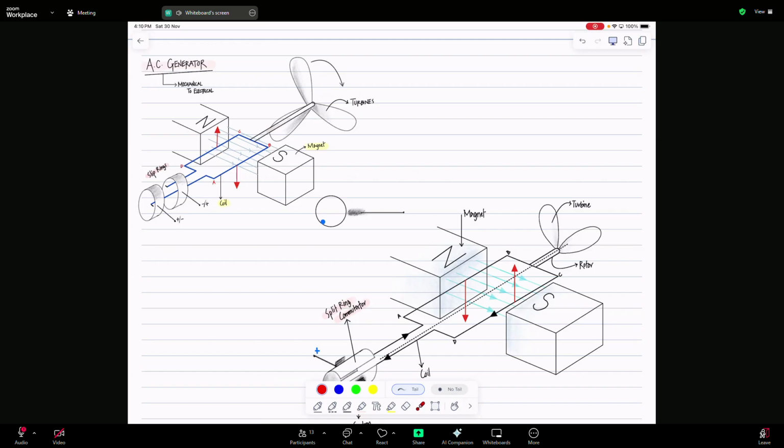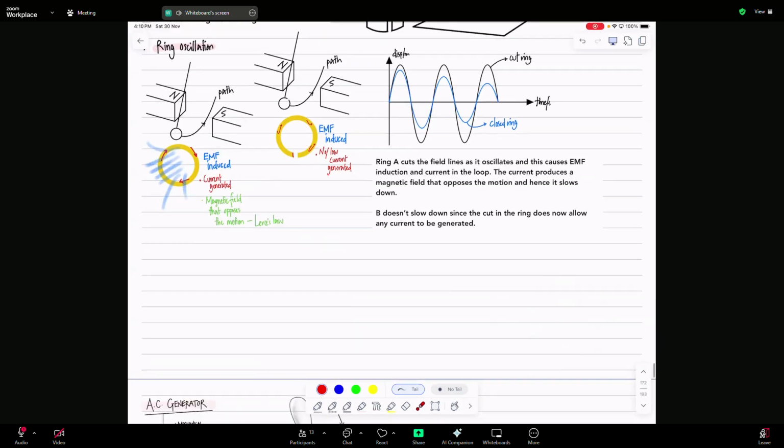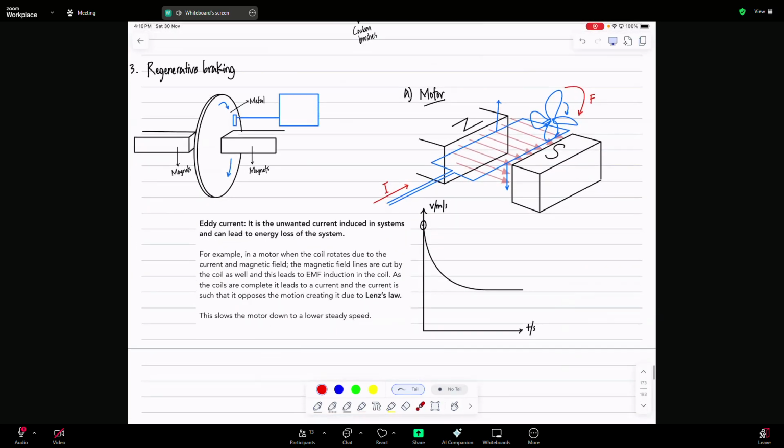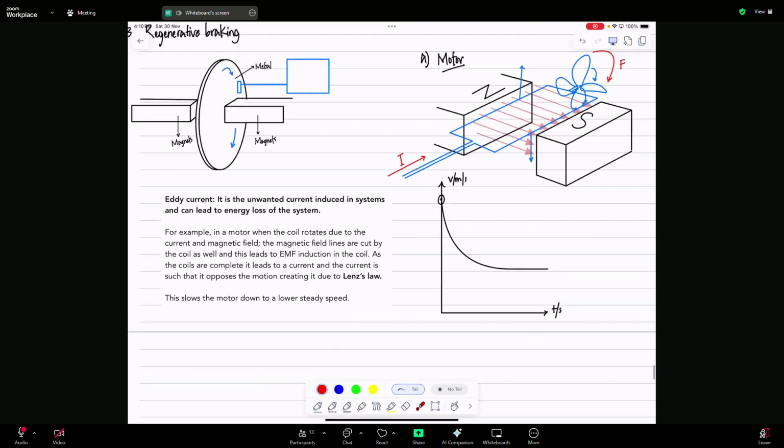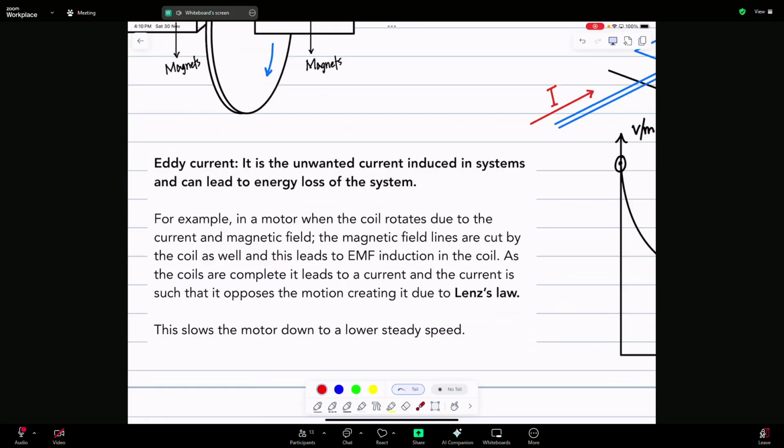Okay, let's go through this. You want to know what eddy current is, right? So eddy current, let me explain what this is. So the idea of eddy current, the definition is this. It's unwanted current induced in systems that can lead to energy loss of the system. That's what the definition is, right?